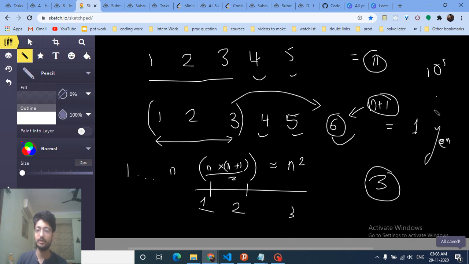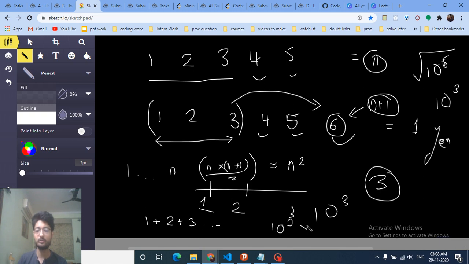Okay, so what you can do is take the square root of 10 to the power 5, which is roughly equal to 10 to the power 3. So you can easily see that if 10 to the power 3 is the maximum number, I can keep on adding numbers from 1 plus 2 plus 3, because adding these numbers gives 10 to the power 3 into 10 to the power 3 plus 1 divided by 2, which is like n square, equivalent to 10 to the power 6. I hope you get my point.